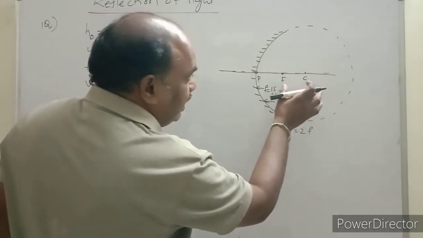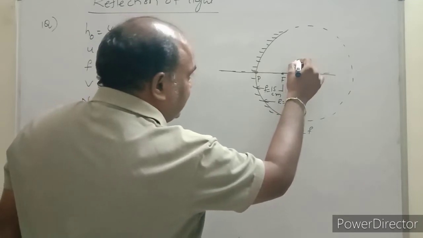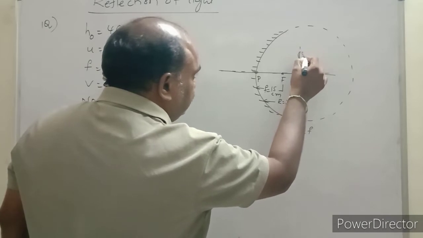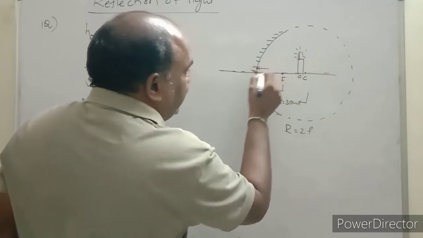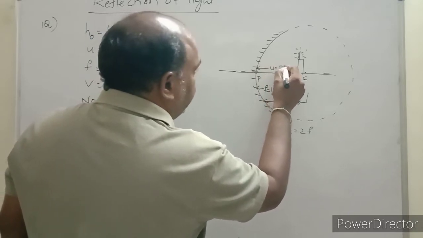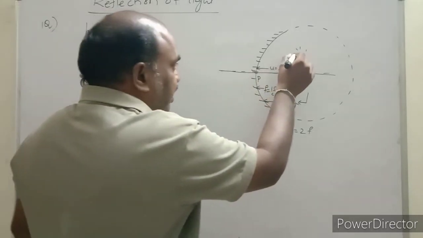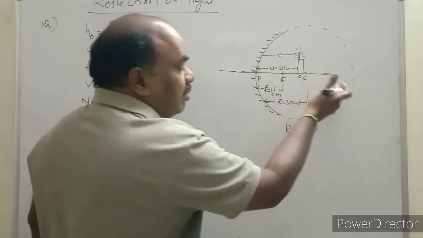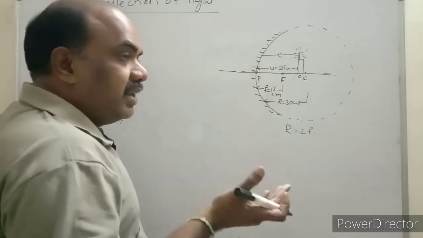25 means what? The object is placed in between F and C, close to C, far from F. That means the object is here. Let us consider the object is placed here. This is the object O. Object distance is also measured from the pole. What is the object distance? u is equal to 25 centimeter. See, this is the incident ray. We know that if the object is placed in between F and C, the image forms beyond C. That means the answer must be more than 30. What is that more than 30?